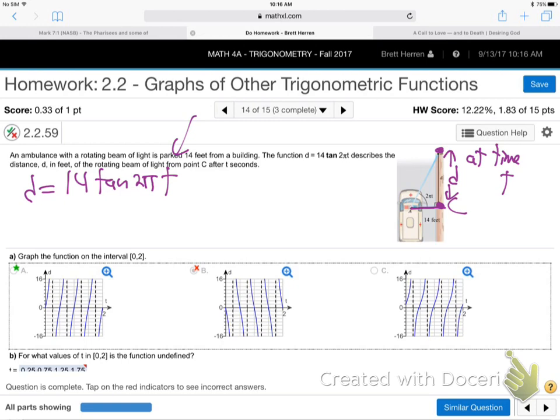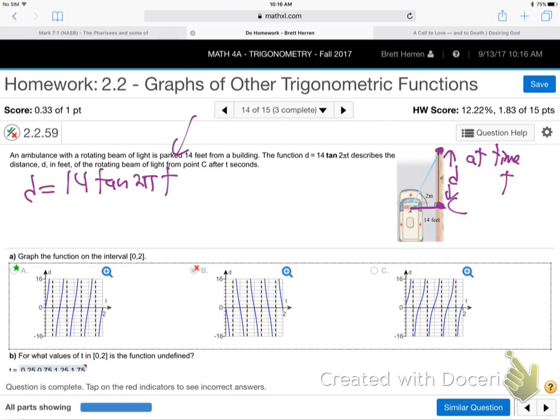That's what trig is for. Tracking things that cycle. Tracking anything that cycles like that. So that's a formula for tracking how far the light is on the wall at any instant from the point C, closest to the light. Okay, so what? First off, graph it from 0 to 2.